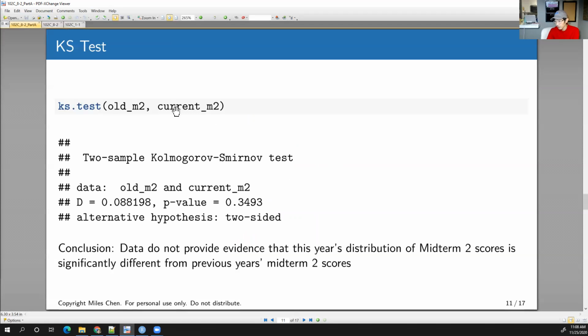And again, the KS test, when I compare the previous years' or old midterm 2 scores versus this current year's midterm 2 scores, I get a p-value of around 35%. And again, I conclude that the data do not provide evidence that this year's distribution of midterm 2 scores is significantly different from previous years' midterm 2 scores.